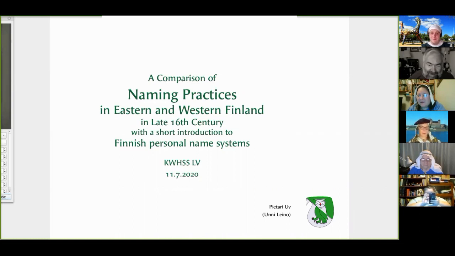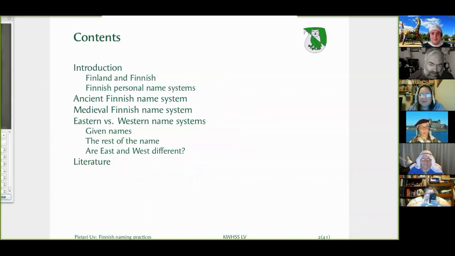I am going to at first take a bit of a look at what's Finland, what's Finnish, and give an overview of the two different name systems that were in use in Finland in period, and then go on to do a comparison between two different provinces in late period.